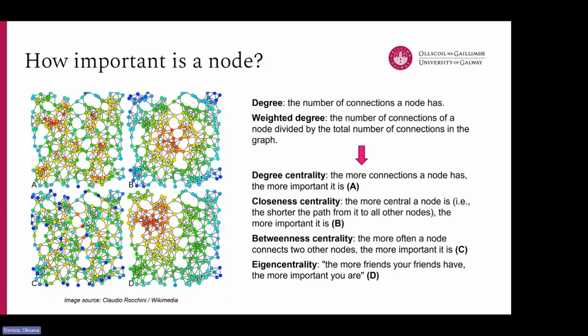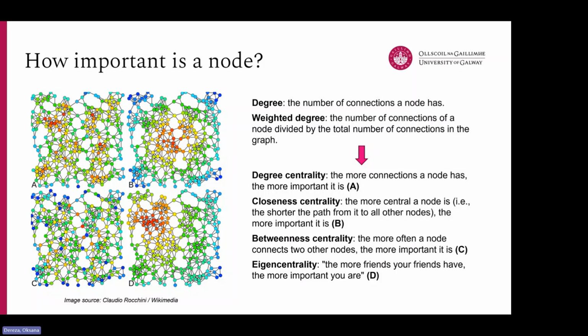And then, as I said before, sometimes it is important which nodes connect different parts of the graph. And we can measure that with betweenness centrality. So according to this metric, the more often a node connects to other nodes, the more important it is. And that's the picture in the bottom left corner. So the red or orange nodes connect two sections of the graph, and they are the most important.